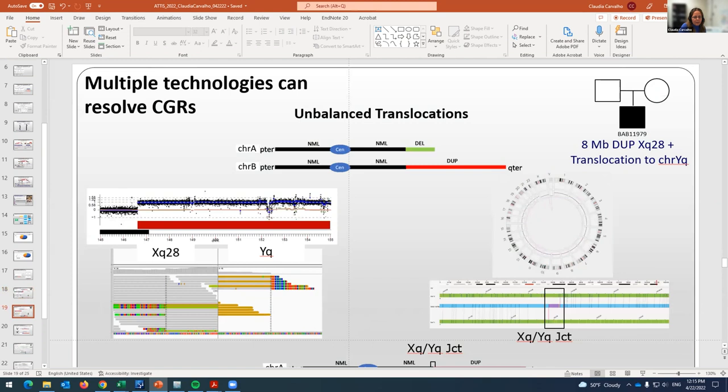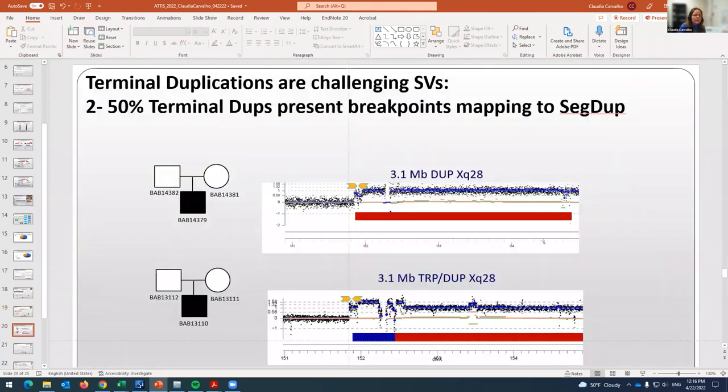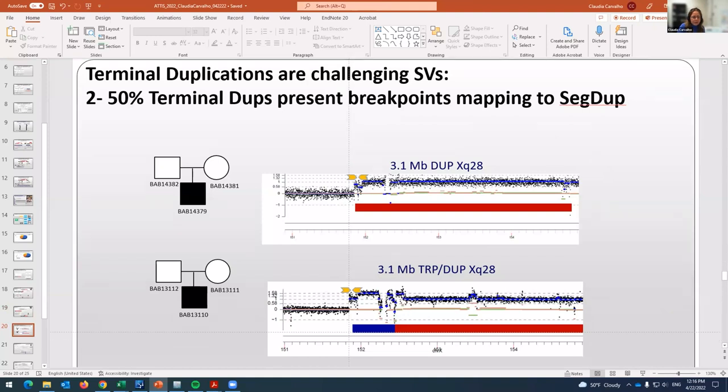For some of the unbalanced translocations, we also could resolve by using all these methodologies, both short reads, read depth, and the split reads, and the optical mapping showed the translocation between X and Y, and we could easily resolve this case as well. However, for 50% of the terminal duplications, we could not resolve so straightforwardly, and not all the technologies helped.